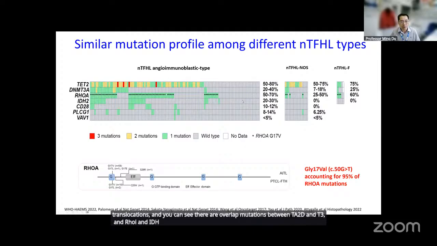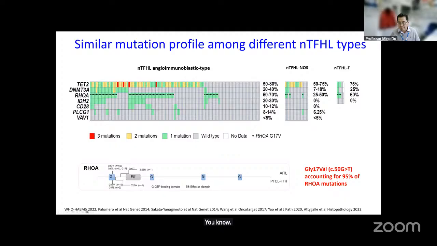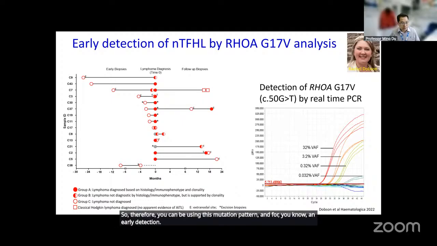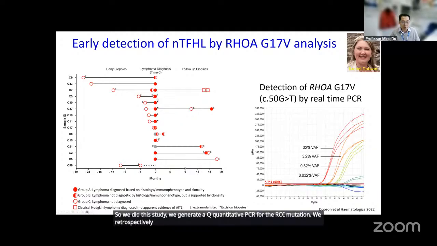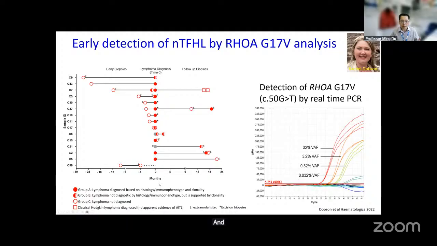For the RHOA mutation, most of these mutations are localized to codon 17, and the majority lead to a glycine to valine change. Therefore, you can use this mutation pattern for early detection. So we did this study. We generated a quantitative PCR for the RHOA mutation. We retrospectively studied a series with this RHOA mutation with longitudinal follow-up data.